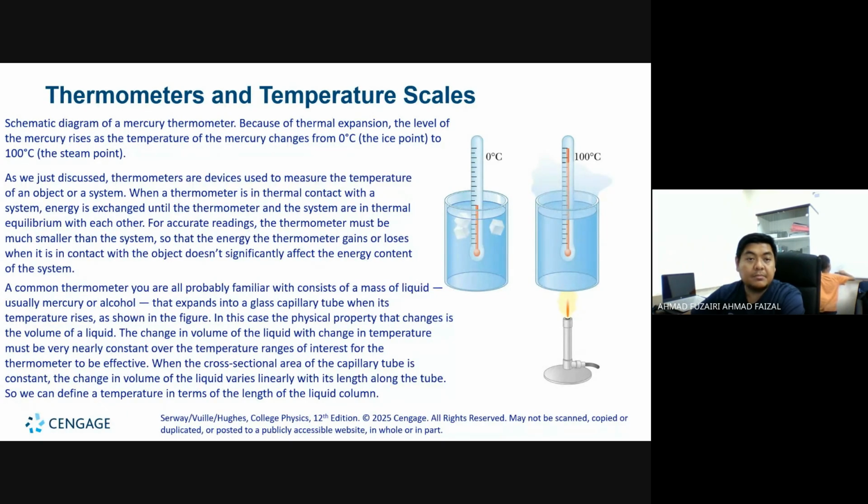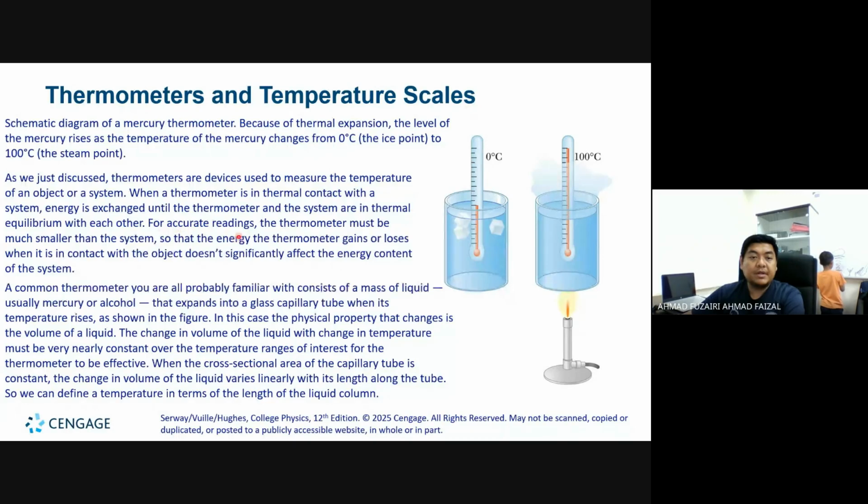As we just discussed, thermometers are devices used to measure temperature. When a thermometer is in thermal contact with the system, energy is exchanged until the thermometer and the system are in thermal equilibrium with each other. So that is how the thermometer functions. You put the thermometer in, and you can see that the mercury inside rises and reaches the same temperature, the same coldness or hotness, as the water or fluid whose temperature you want to measure. So that is given by thermal equilibrium.